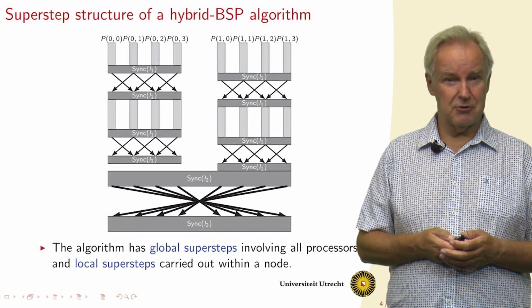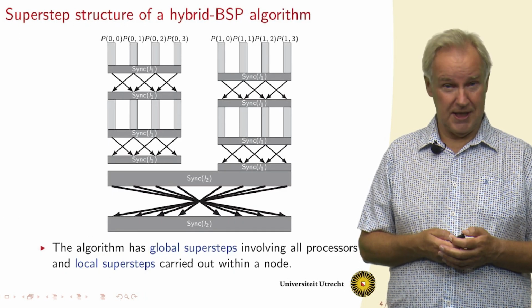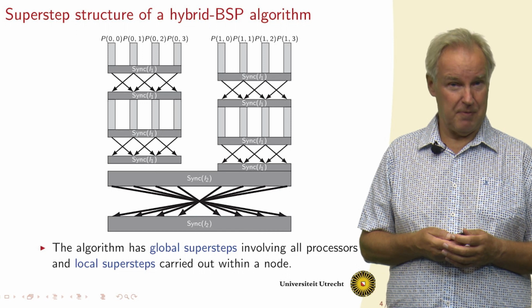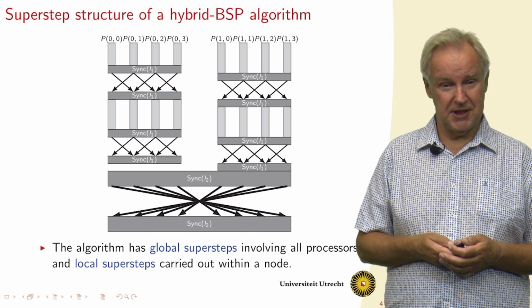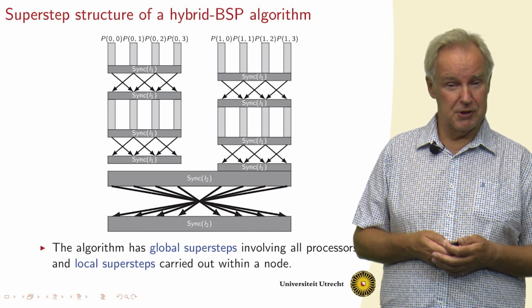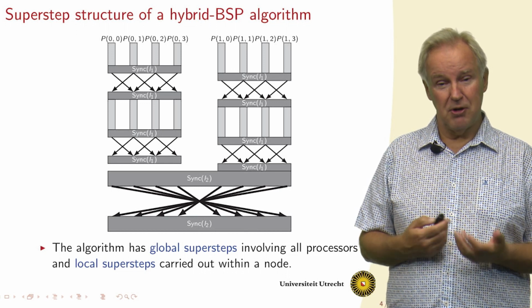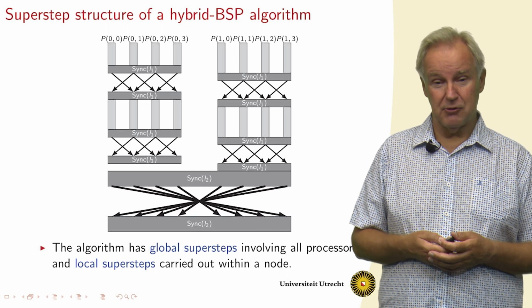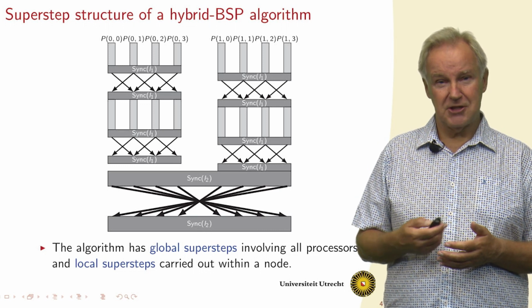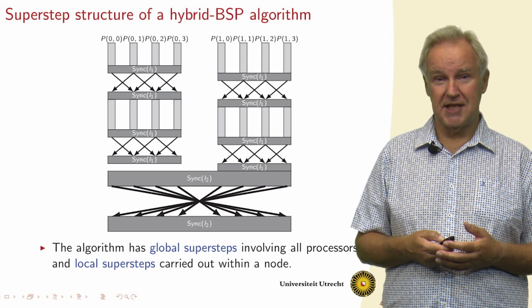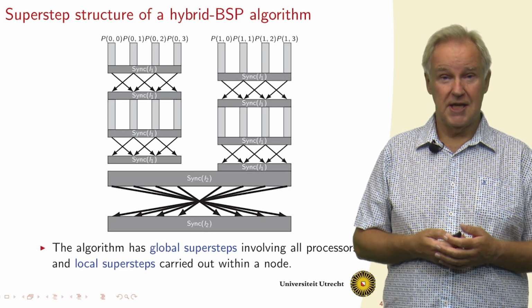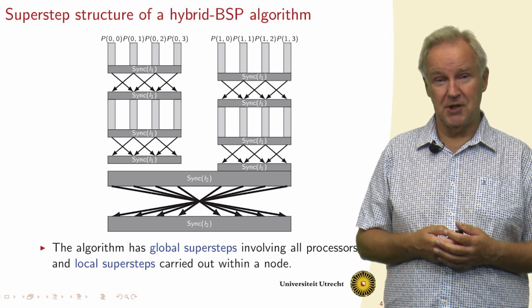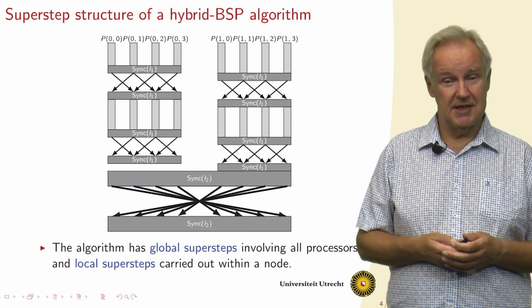And this is what an algorithm would look like for the hybrid-BSP model. We have supersteps within a node. You see communication between the cores of a node. On both sides you see algorithms running. And at some point there is a global synchronization between the nodes, meaning between all the cores. And there's also then a global communication where the nodes interchange data.